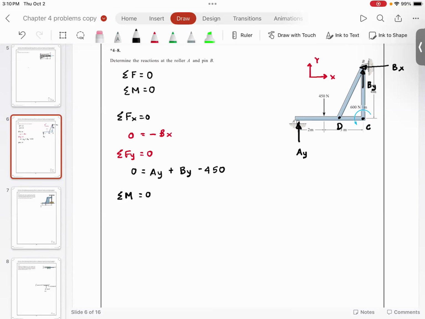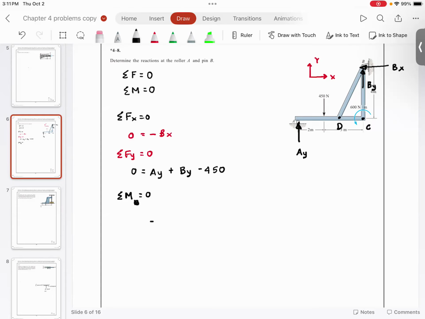But use your sharp mind and tell me, to minimize the work, where should I take the moment? B. Why do I take the moment at B? Because at B, there are two forces. As soon as I take moment about B, moment given by BX and moment given by BY, I don't have to worry about it. Everyone understood this? So these two forces are acting at point B. So I'm going to take summation of moment at point B is equal to 0.